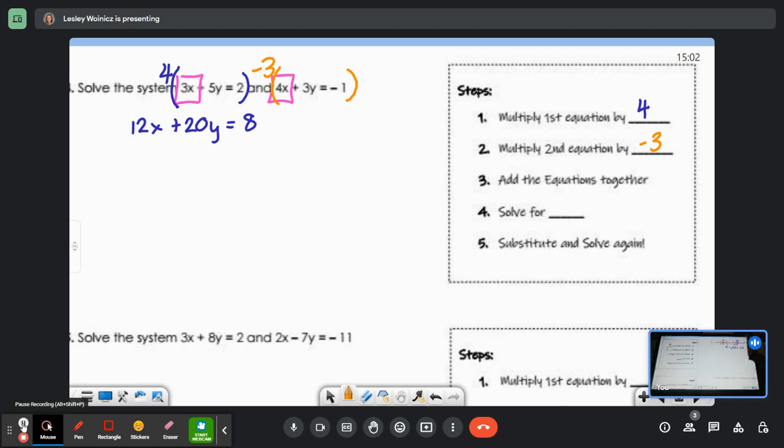Okay, I'm going to write the other one right underneath it and stack it. Hey, don't fall asleep. Write this down. Okay, negative 12x. Negative 9y. Negative 3 times negative 1 is positive 3. Now we're ready to add.